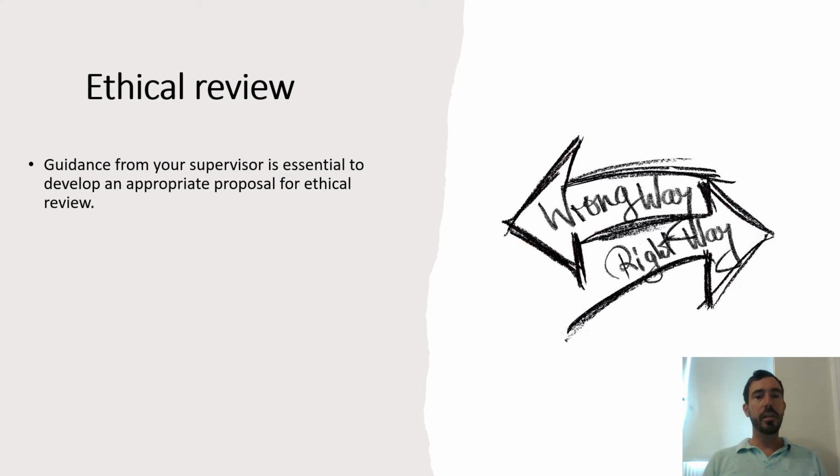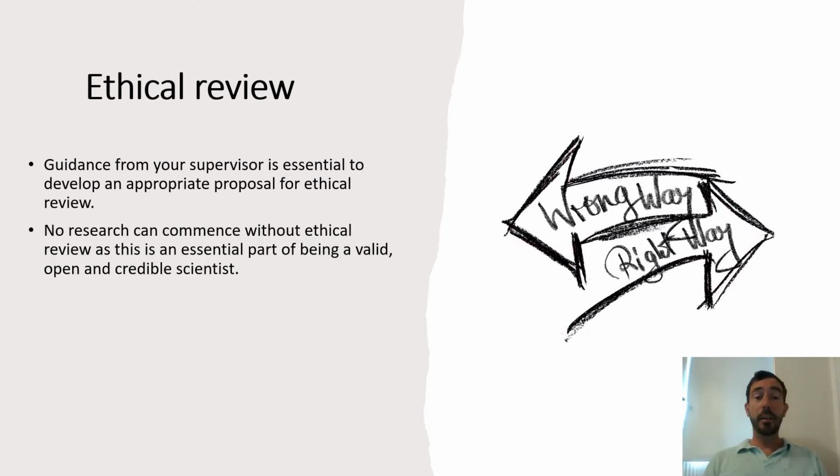You must seek guidance from your supervisor when you develop your research proposal. Your research proposal is the one that gets ethical review. And you must take on board comments from your reviewers. You can't ignore ethical review comments. You must answer those comments and ensure you are developing your proposal accordingly. No research can commence without valid ethical review, and you must ensure you have a favourable ethical review outcome before you implement any data collection methods. Again, this is part of being a valid, open and credible scientist.